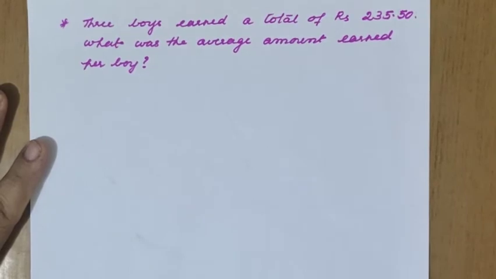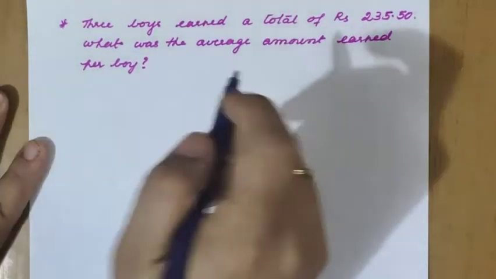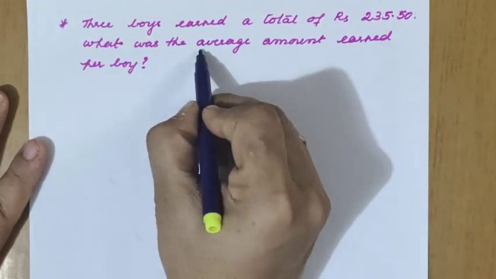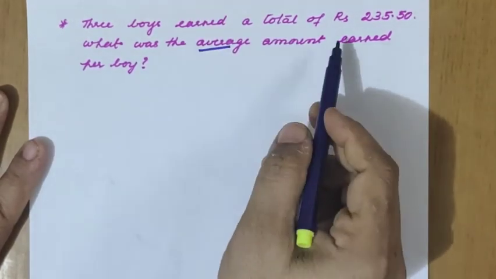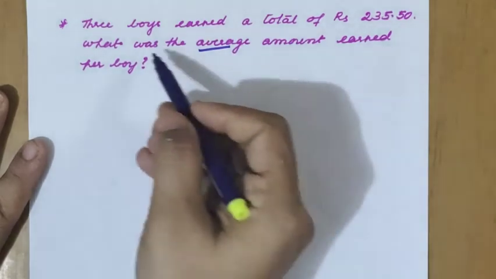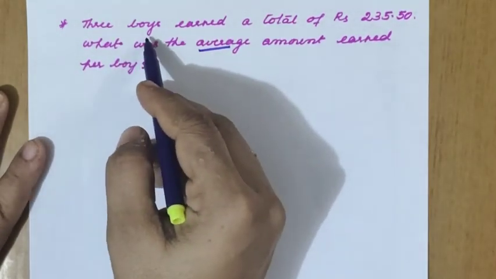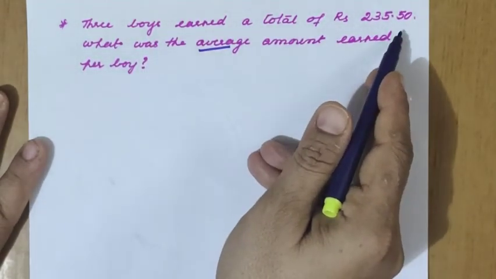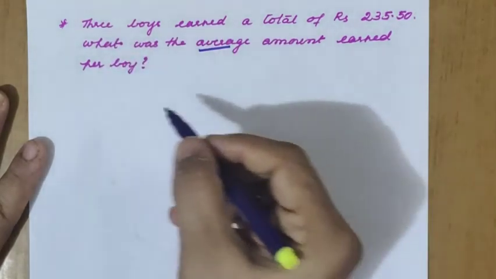Three boys earned a total of rupees 235.50. What was the average amount earned by the boy? Per boy is the question. So the total divided by the number of boys. How many are there? 3 only. So 235.50 is to be divided by 3.